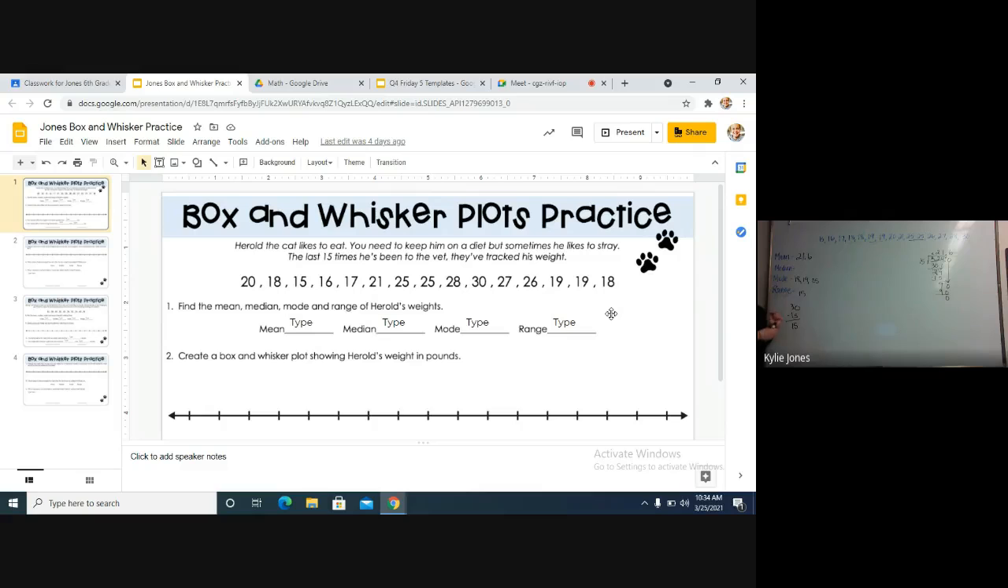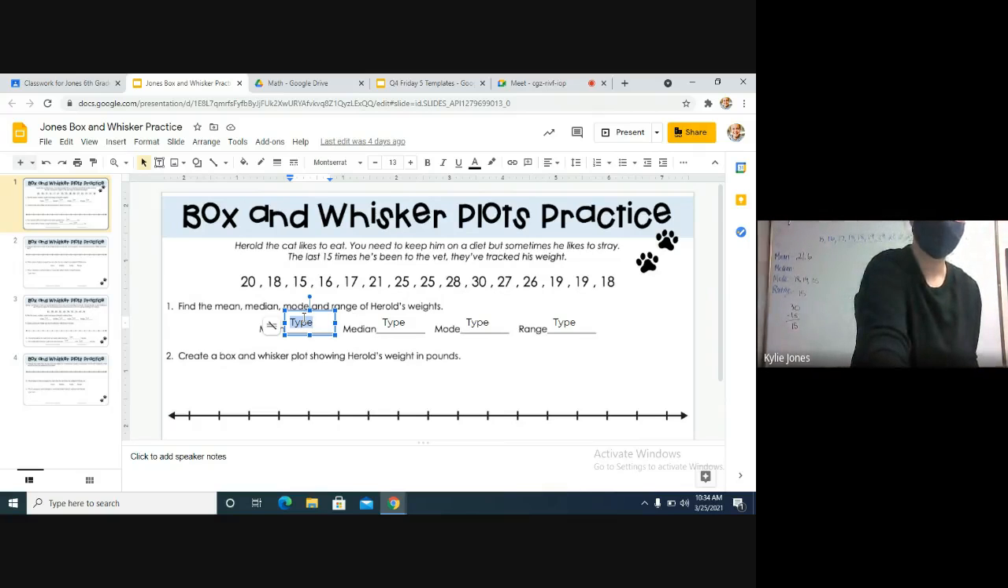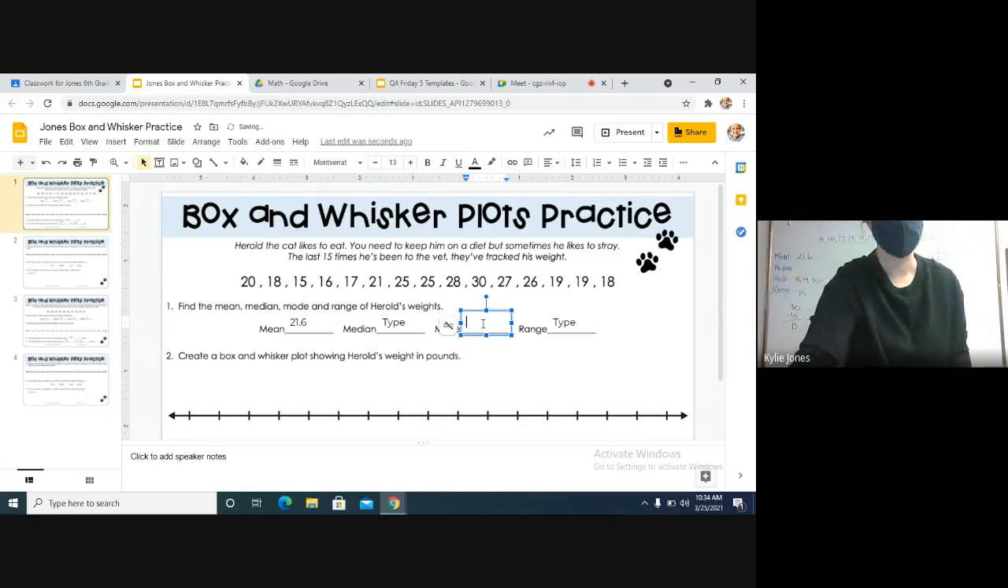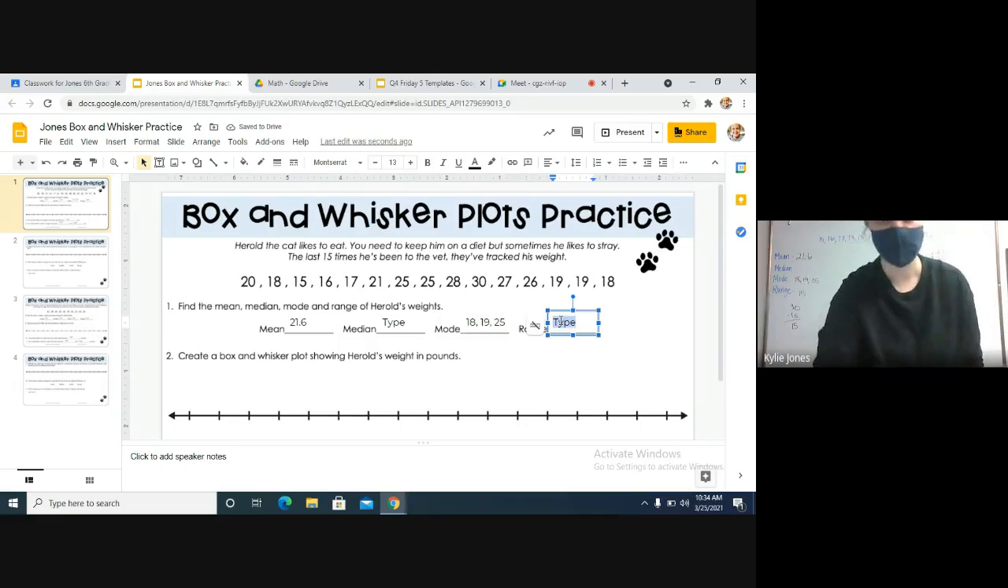Okay. Now that we're going to start finding the median, we're also going to make our box and whisker plot out of it. I guess we need to write our answers in there too, huh? I'm going to type mine out really quick. What was the mean again? Thank you. We'll find the median in a minute. What's the mode? Well, there's more than one. What were they? 18, 19, 25, and the range is 15. Good. Oops, not 12, 15.